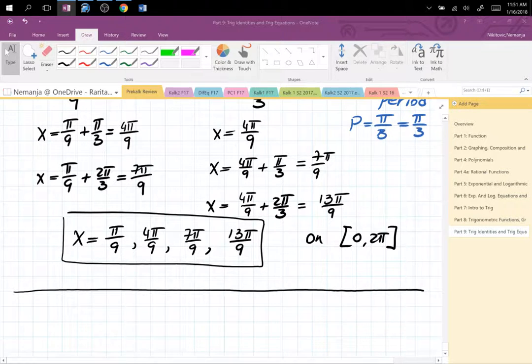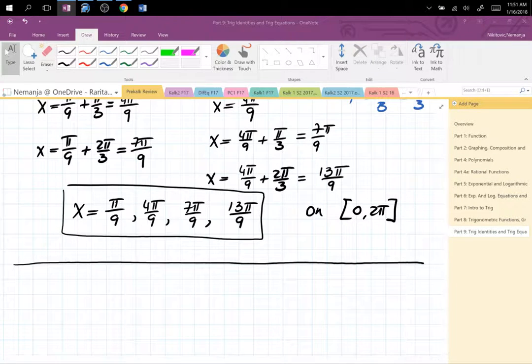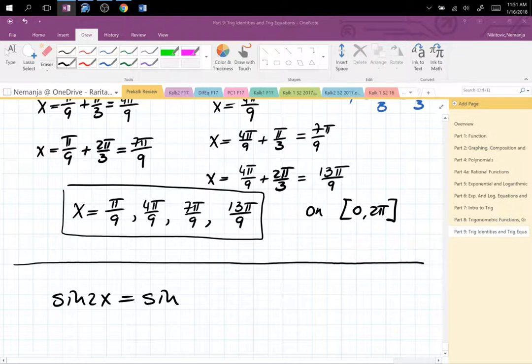All right, so these are some scary questions. I remember I lost 3 points, I believe, when I took the class. I never forget problems like this. Sine 2x equals sine x. It's an equation, solve for x. It's problem 70.